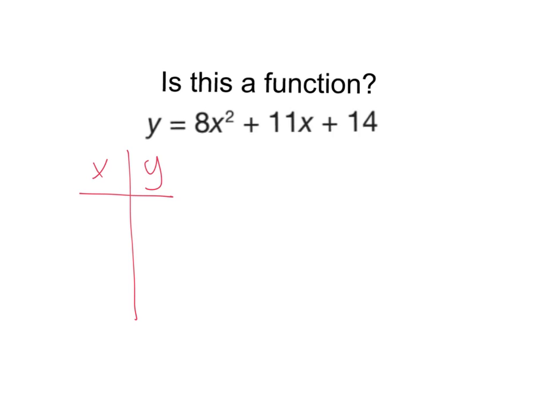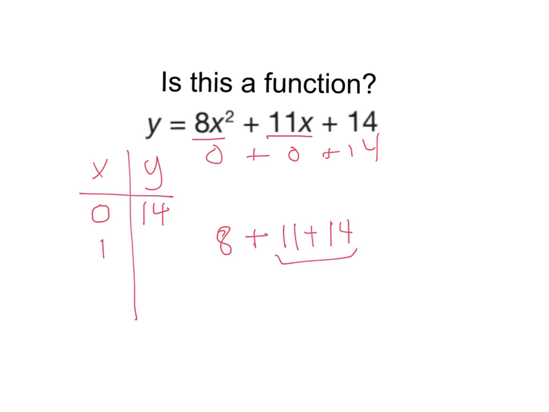It's pretty easy to do if we pick really easy numbers, like 0 is always a really easy number to work with. 8 times 0 squared is 0. 11 times 0 is also 0. So I'd have 0 plus 0 plus 14, and that's just 14. You could pick another really easy number like 1. In that case, I'd have 8 times 1 squared, which is just 8, plus 11 times 1, which is just 11, and then, of course, plus 14. If I add these two together first, that gives me 25, and another 8 gives me 33.